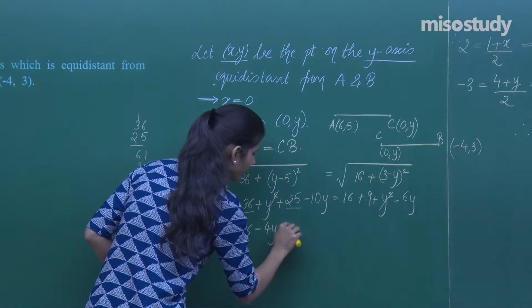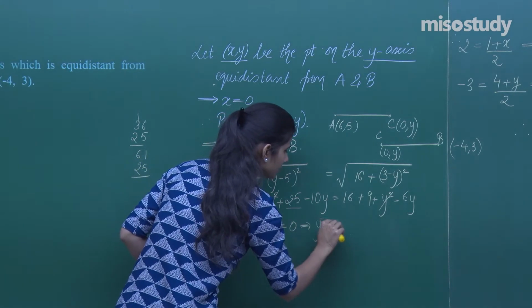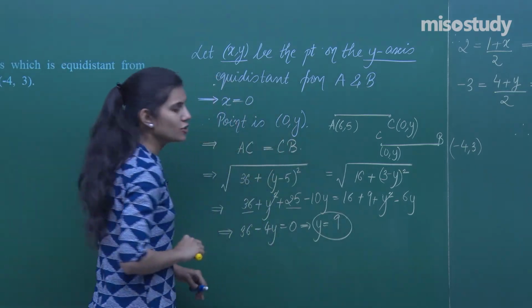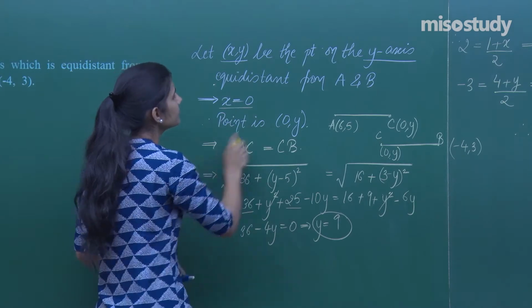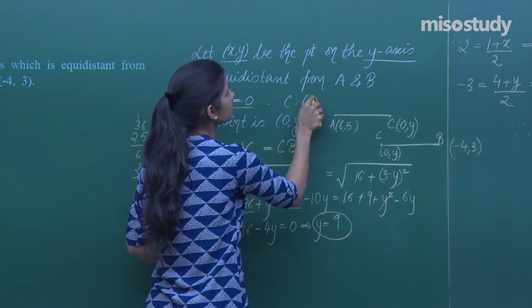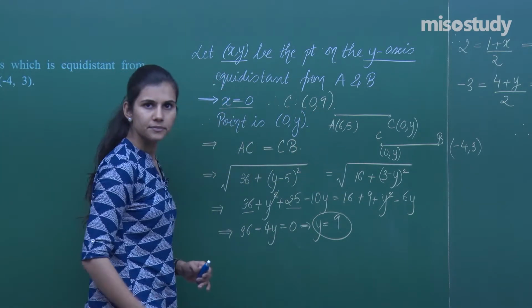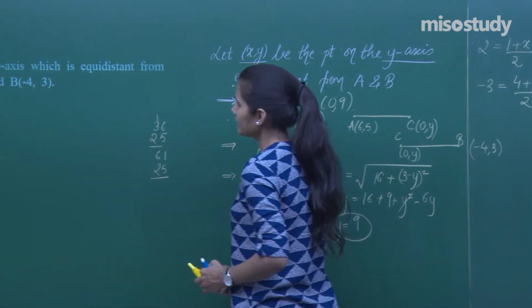36 minus 4y is 0. This implies y is 9. So the point which is equidistant from A and B is (0, 9). Therefore, C is (0, 9). Clear? Let us look at the next question.